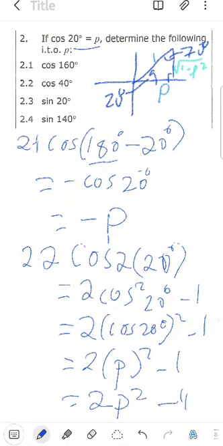So can you see that in our answer there is always p as part of the answer? That's why the question says in terms of p. Right, let's erase this one and get 2.3 and 2.4.